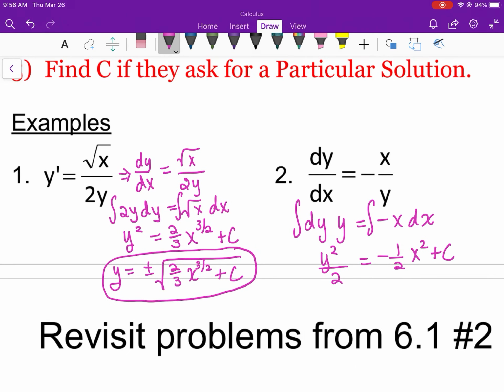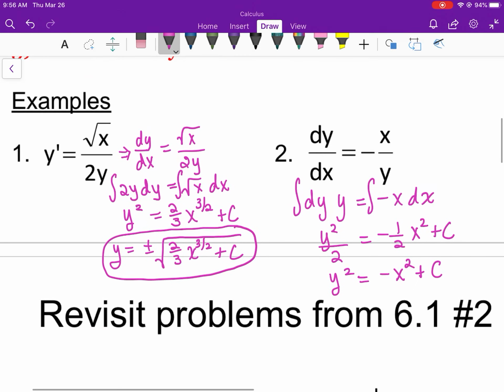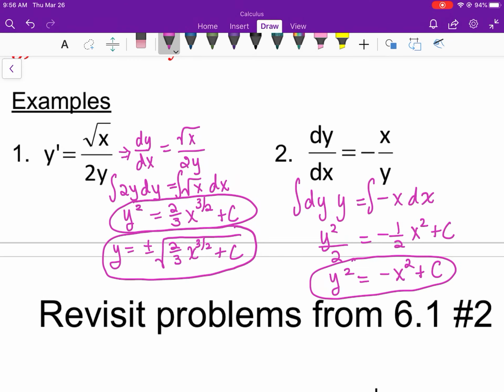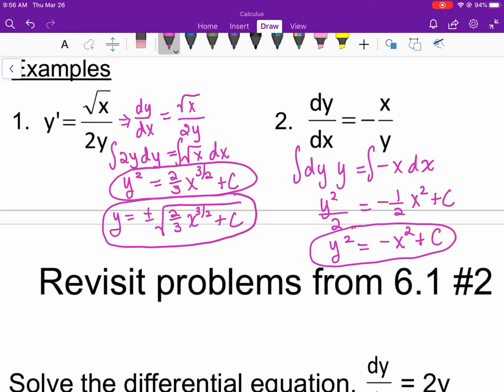Okay, I'm going to multiply both sides by 2. Multiplying your constant by 2 doesn't change it. Now, again, it's perfectly fine to leave these answers with y squared for now. If you want to take the square root, you can. You don't have to do that. So it's okay to leave it that way.